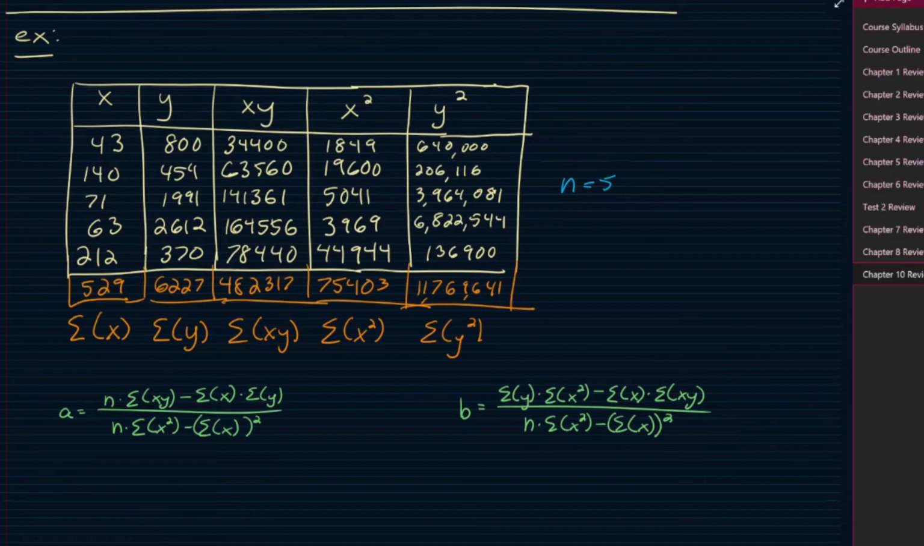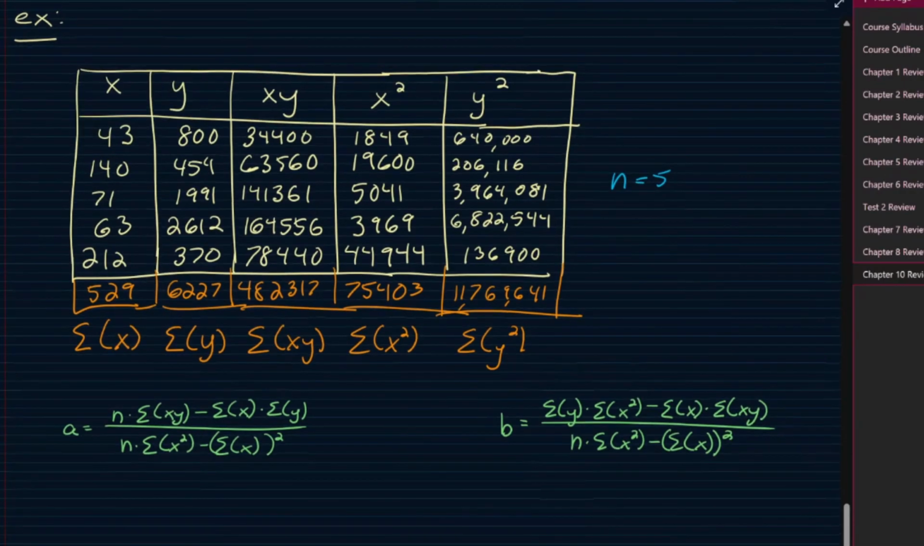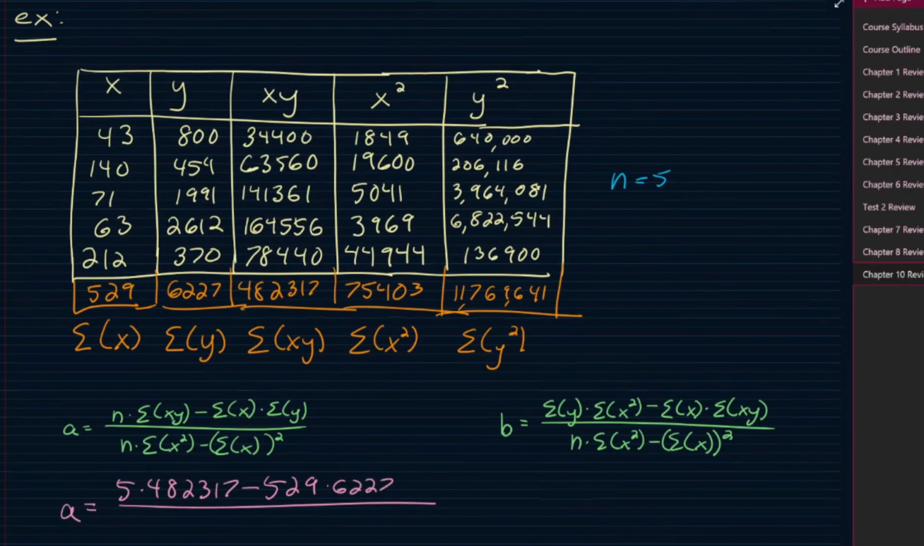So again, here we need to calculate our a and b for the formula y equals ax plus b. And we've got all of our data, all the summations that we need here already. And in this case, n was 5. So we'll get here 5 times 482,317 minus 529 times 6227, all over 5 times 75403 minus 529 squared.